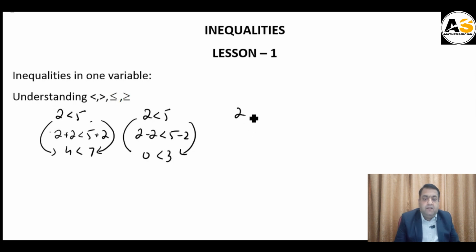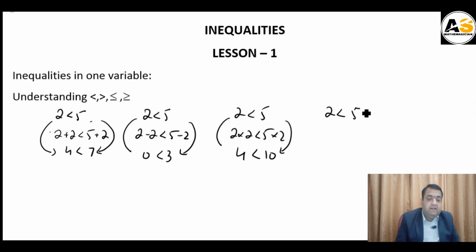Let us move further. 2 is less than 5. I am multiplying with 2, the positive number. 2 into 2 is less than 5 into 2. It means 4 is less than 10. Is this true? Yes, this is true. It means we can multiply both sides of any inequality with a positive number too.